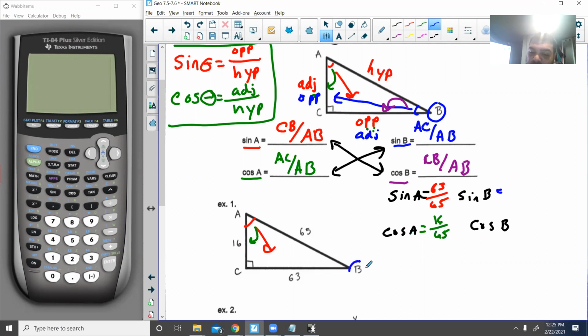Sine of B, now I'm standing on corner B. Opposite of B is 16 over 65. And adjacent of B is 63 over 65. Again, you could have said, hey, I know sine of A is 63 over 65, so you might have just gone right to the end and said, I know cosine B must be 63 over 65. And vice versa. So you could use that to your advantage.